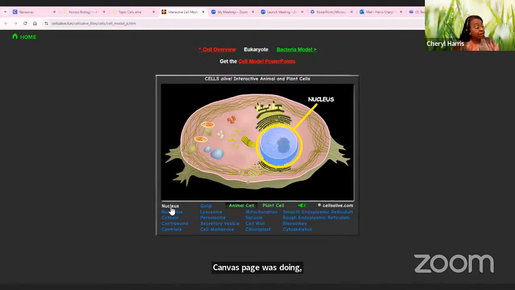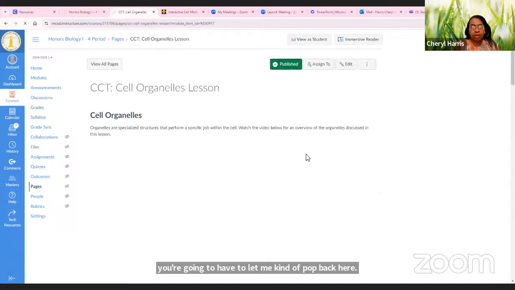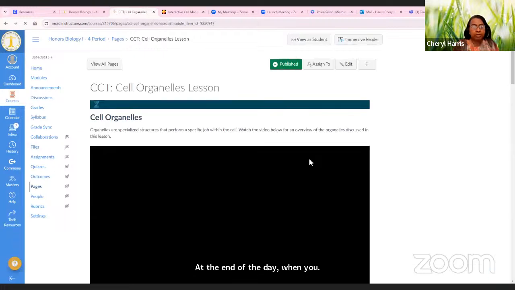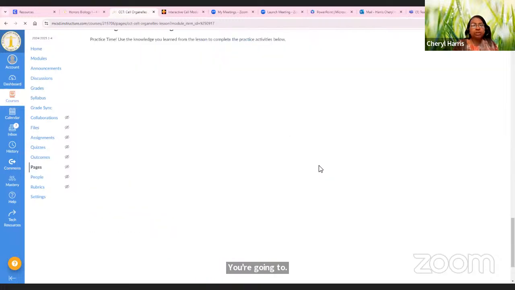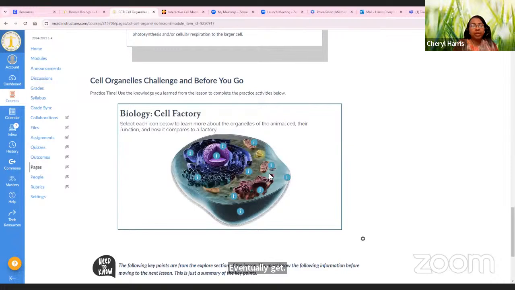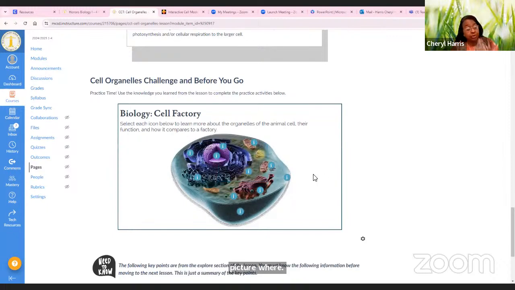Because at the end of the day, and let me pop back here to Canvas, you're going to eventually get a picture of a cell that looks like this. And you see how this one just has question marks? It will also tell you what it is, but you're going to get a picture where it's not going to pop up. You have to be able to look at this picture and identify what these structures are.